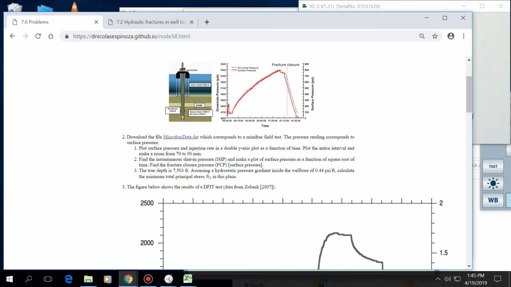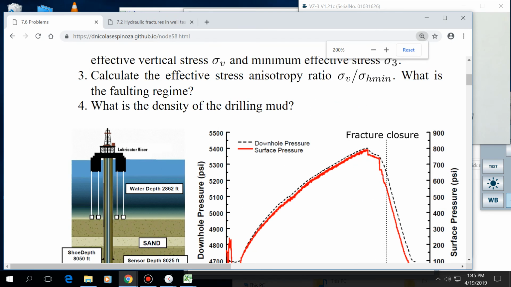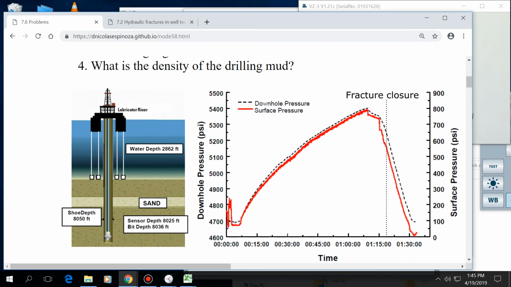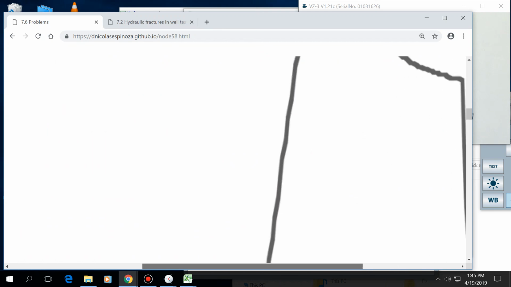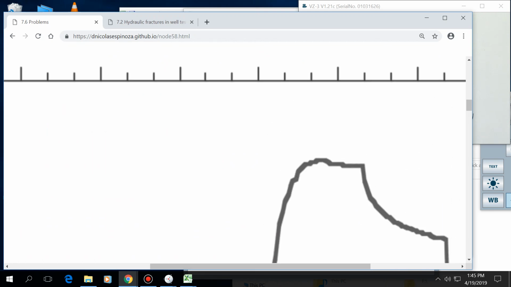Sometimes it goes down, some other times it may go up, especially if it's a long fracture. But notice in these two cases of real data how the fracture propagation pressure starts to go down with constant injection rate. This one goes down, and this one goes down too, slightly.